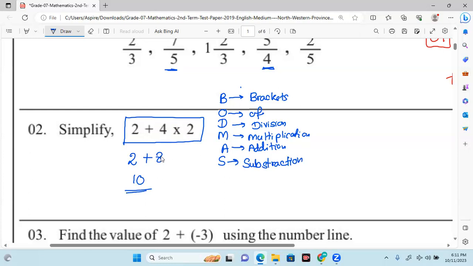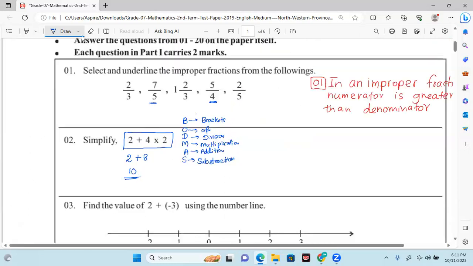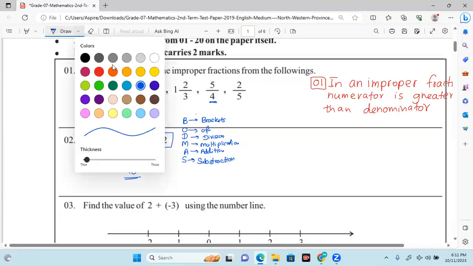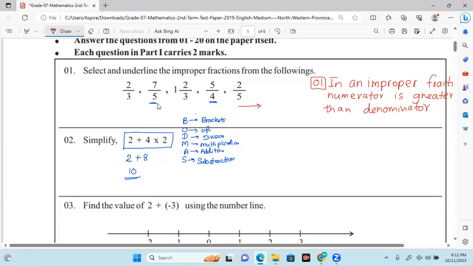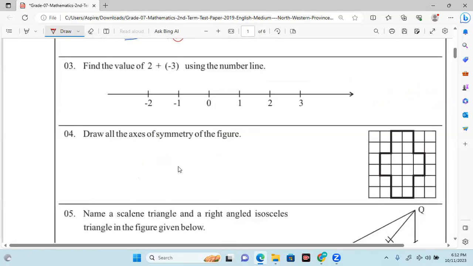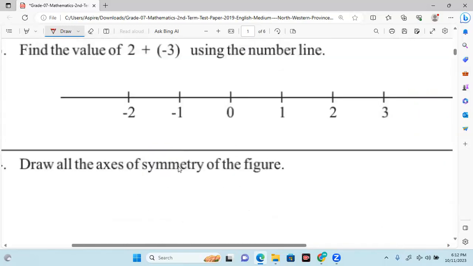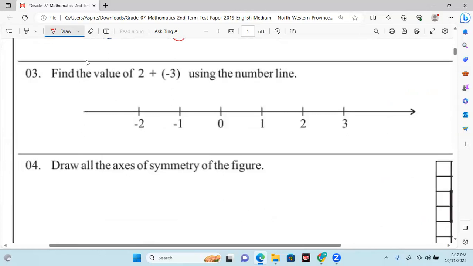Okay, if you have done this paper, then mark your answers. Here, if you have underlined the two correct answers, then you are given 2 marks. If you have got the 10, then you are given 2 marks, because as I mentioned, each correct answer carries 2 marks.